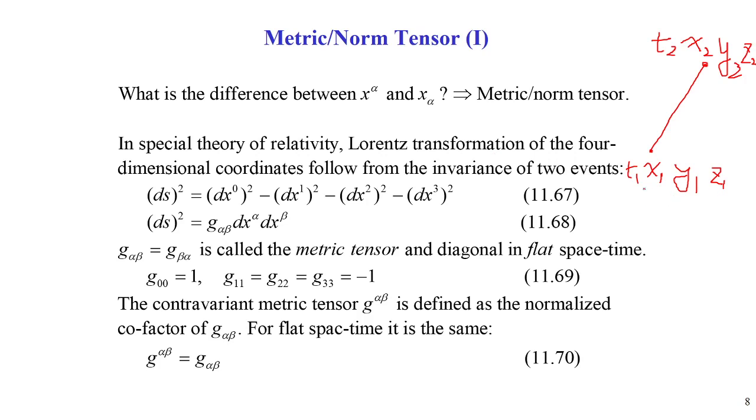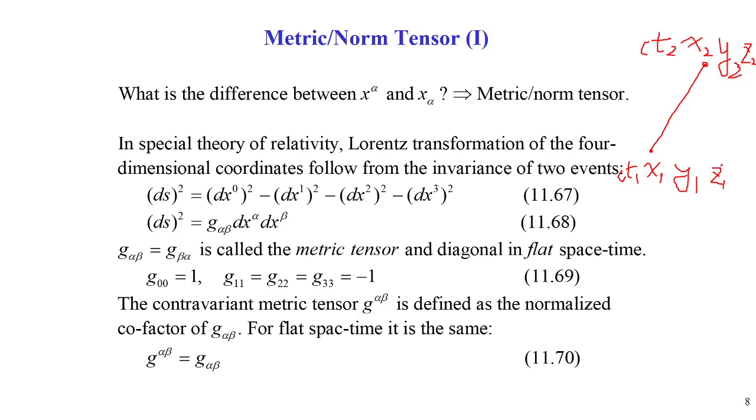And we know one thing: the separation between these two events. How to calculate the separation of these two events? We can do that. The x squared equals x0 squared, where x0 is c times t, minus the change in x squared, the change in y squared, the change in z squared.